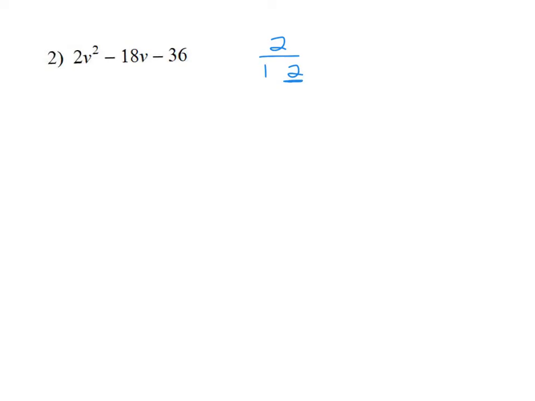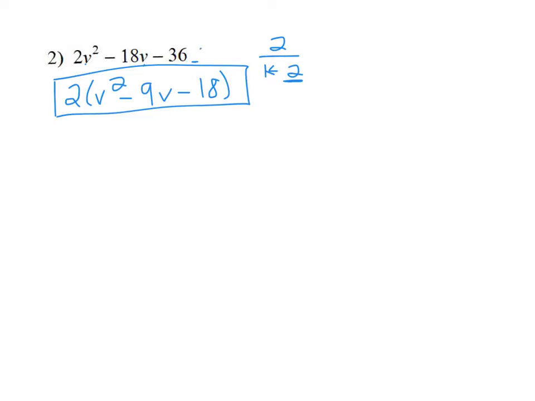Now let's look at our variables. We have a v squared, a v, and no v. Remember, our common factor needs to be something they all have in common, and this 36 doesn't have a v. So that means we can't take a v out of all of them. So our factor is going to be 2, and we're left with v squared. Notice it's a 1, but we don't really write the 1. We just put v squared minus 9v minus 18. That is the factored form of this expression.